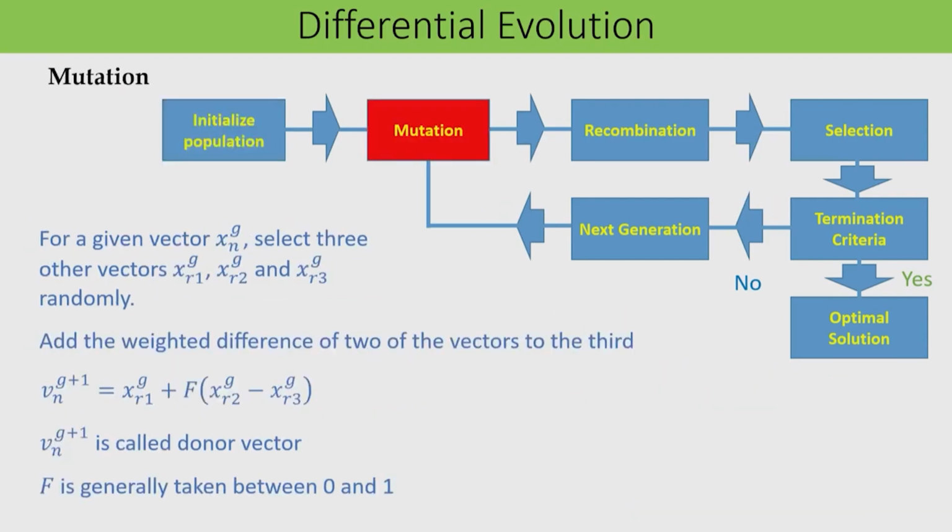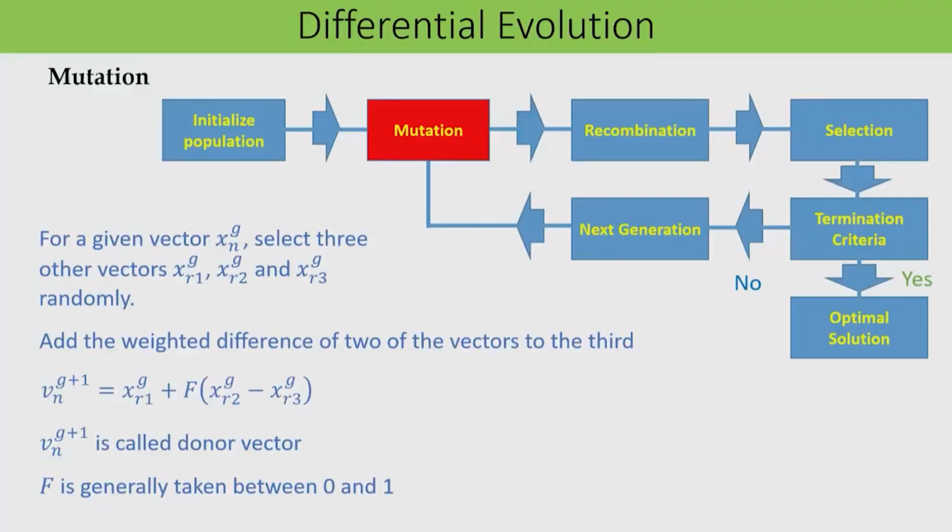Now, the next step is the mutation. As I said, the mutation here is different from what we have used in genetic algorithm. So, let us see how we are doing the mutation here. In this case, for a given vector x_i,z, select 3 other vectors, x_r1,z, x_r2,z and x_r3,z randomly.